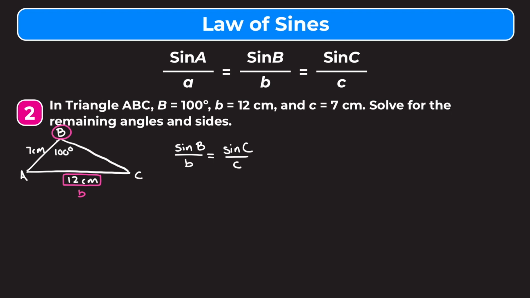Now we're going to plug in what we know. So angle B is 100 degrees, so we're going to do sine of 100 degrees over side B, which is 12 centimeters, is equal to sine of C over side C, which is 7 centimeters. And this time we're not going to cross multiply because what we're solving for is in the numerator. You can cross multiply, but it'll just add some extra steps. So what we're going to do is multiply both sides of our equation by 7. On the left, we're going to have 7 times the sine of 100 degrees over 12. And on the right, the 7s are going to cancel out and go to 1, so we're going to be left with the sine of angle C.